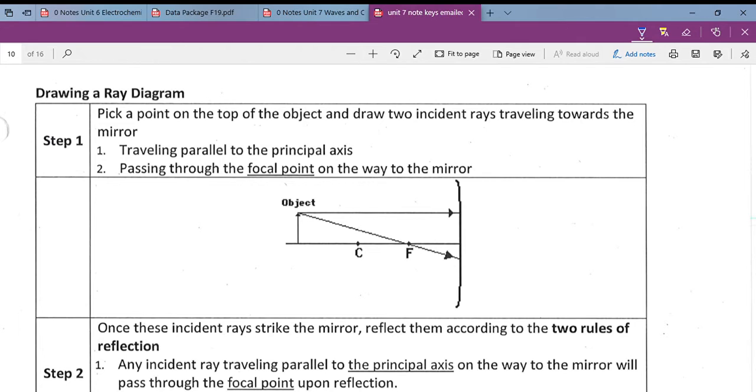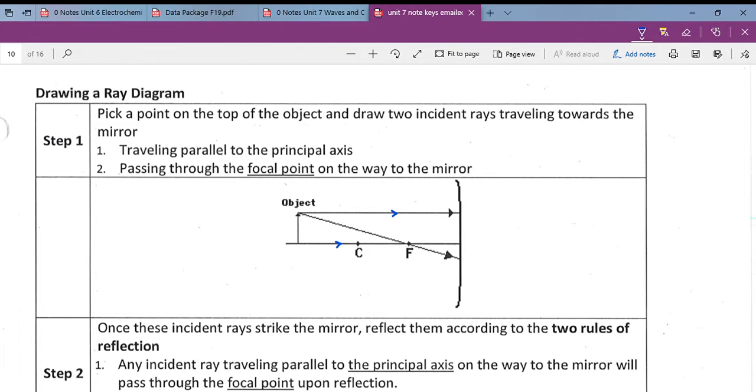The first one's going to be the same as we did before. See, this is why I chose keys this time. I cannot draw a straight line, so I'm just going to draw an arrow. So you are going to draw one incident ray that is going to go from the top of your object, and it's going to run parallel to your principal axis. It's just going to make it easier. And then your second incident ray is going to pass through the focal point.